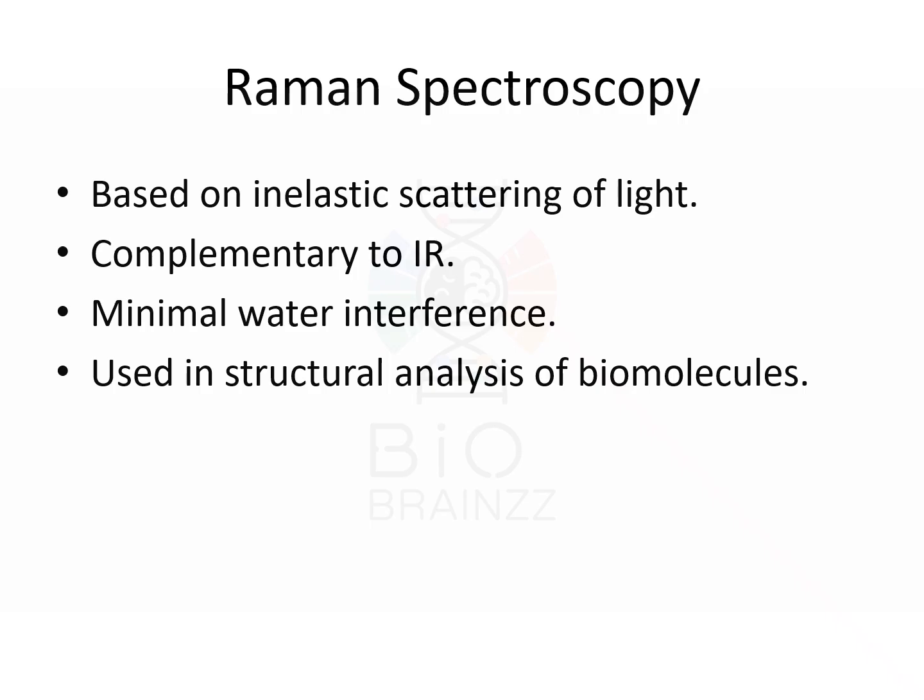Raman spectroscopy is based on inelastic scattering of light. When light interacts with a molecule, most light is scattered normally, but a small portion changes its energy. This change gives information about molecular structure. One advantage of Raman spectroscopy is that water does not interfere much, so it is very useful for studying biological samples. It is complementary to IR spectroscopy, meaning both together give better understanding of molecular structure.